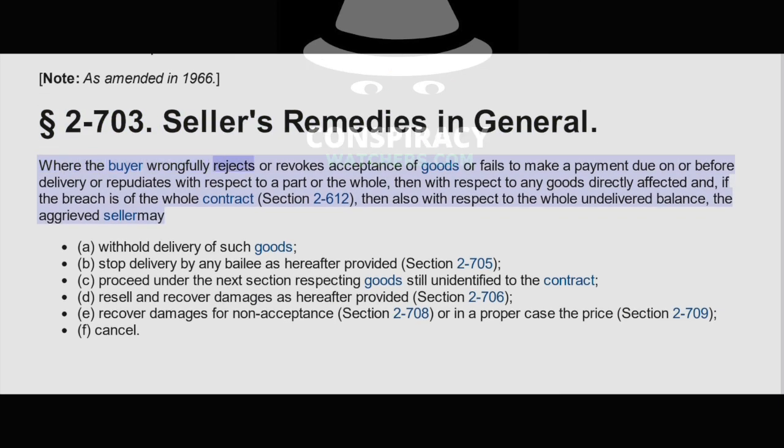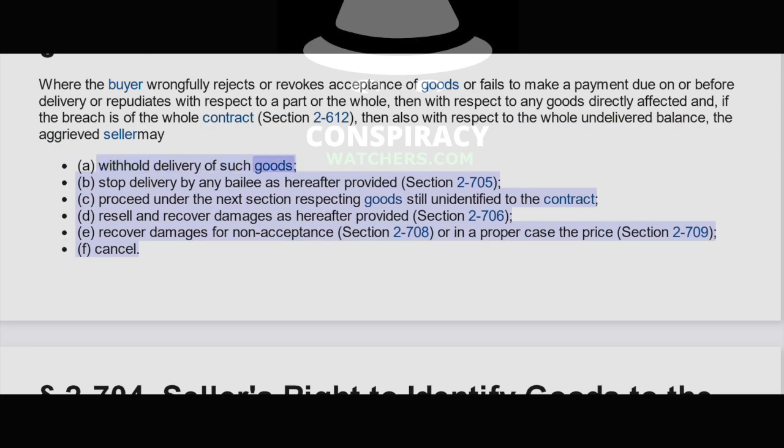Where the buyer wrongfully rejects or revokes acceptance of goods or fails to make a payment due on or before delivery or repudiates with respect to a part or the whole, then with respect to any goods directly affected and, if the breach is of the whole contract, then also with respect to the whole undelivered balance, the aggrieved seller may withhold delivery of such goods, stop delivery by any bailee as hereafter provided, proceed under the next section respecting goods still unidentified to the contract, resell and recover damages as hereafter provided, recover damages for non-acceptance or in a proper case the price, cancel.